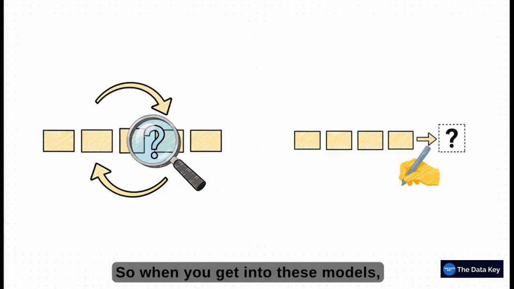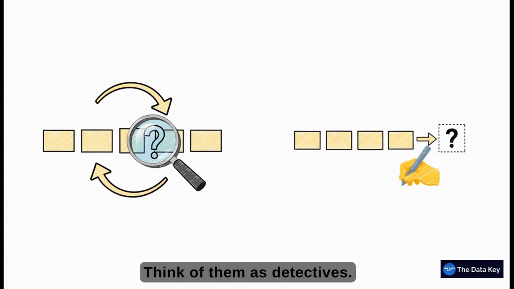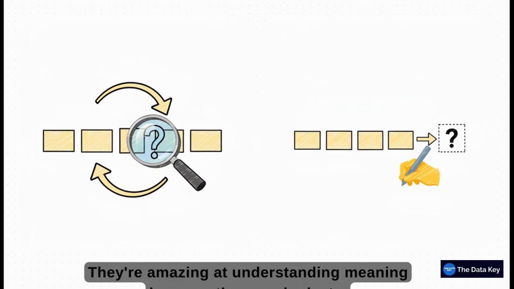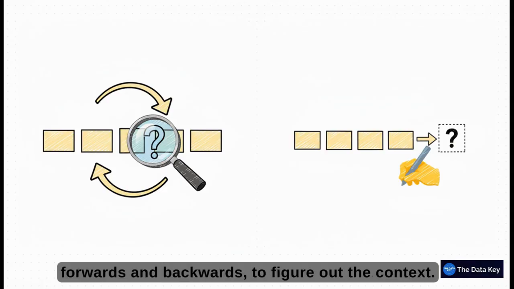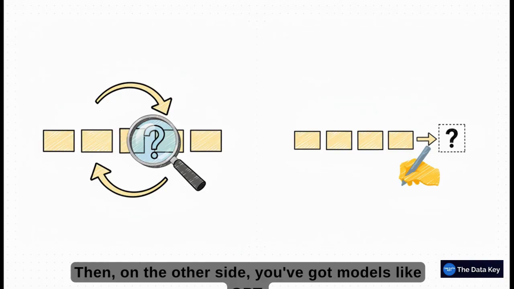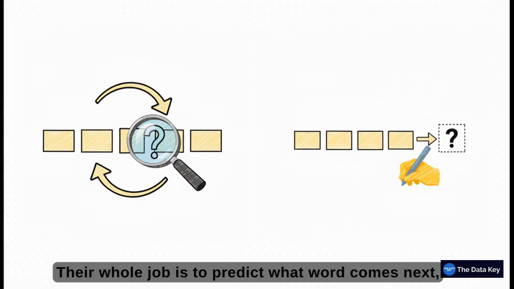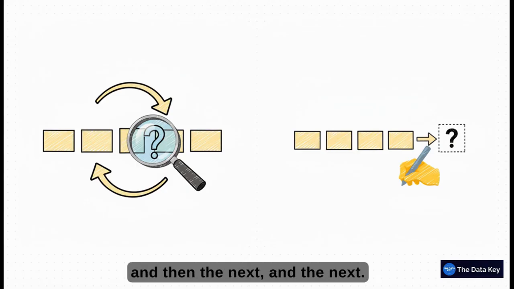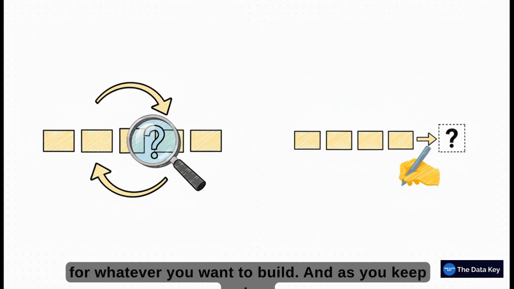So when you get into these models, you'll see there are kind of 2 main flavors. On one side, you have models like BERT. Think of them as detectives. They're amazing at understanding meaning because they can look at a whole sentence at once, forwards and backwards, to figure out the context. Then, on the other side, you've got models like GPT. They're more like storytellers. Their whole job is to predict what word comes next, and then the next, and the next. Understanding this difference is crucial for picking the right tool for whatever you want to build.